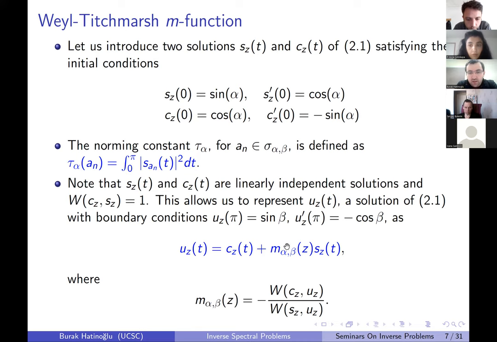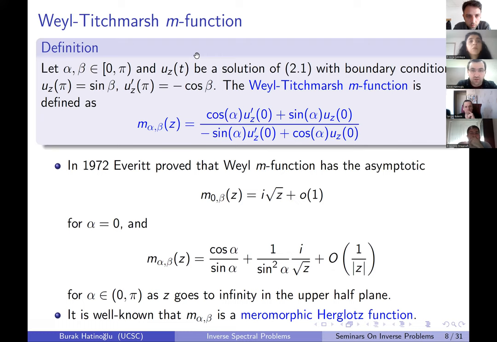And here, this coefficient is uniquely defined. What I mean is, if you want to represent the solution U as C plus some coefficient times S, that coefficient has just a unique representation. And we call this the M function. And this is given by the ratio of the Wronskian of C with U divided by the Wronskian of S with U. And this representation allows us to introduce the definition of the Weyl-Titchmarsh M function.